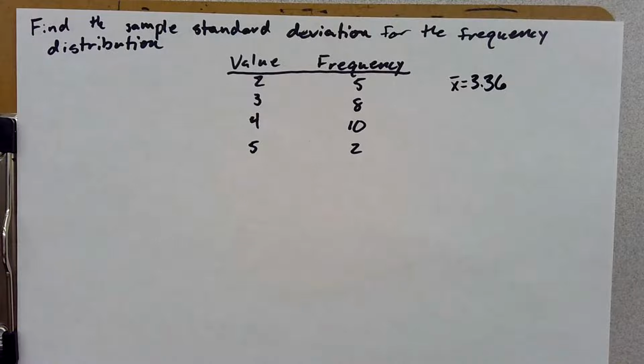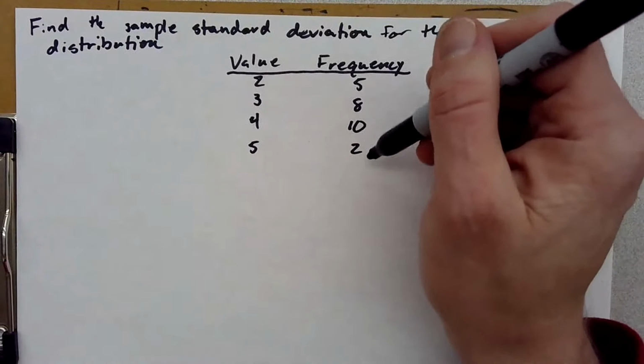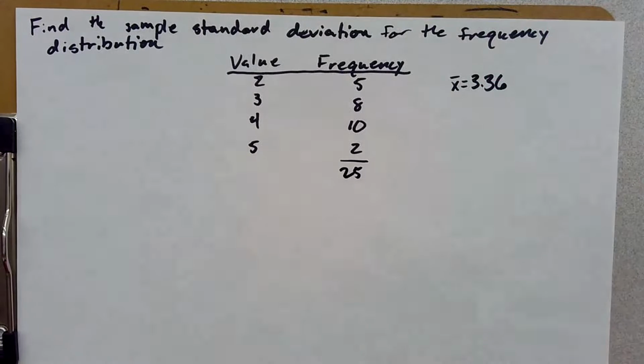So for things of this sort, we're going to find our deviation from the mean and square it, and then we multiply that by the frequency. And then we add up the squared deviation times the frequency and divide by 24, 24 being the total number of items in our frequency. 5 plus 8 plus 10 plus 2 is 25, so 24 is that minus 1.